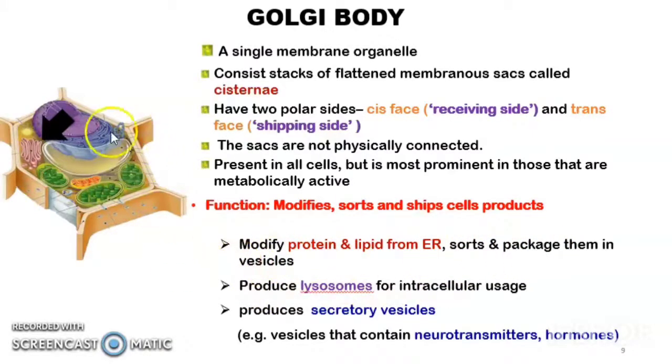Okay, and then Golgi body also will produce lysosome for intracellular usage, or it will produce lysosome for the process that we call intracellular digestion, and it will produce secretory vesicles. And inside of the vesicle, usually it will contain neurotransmitter and also hormone.